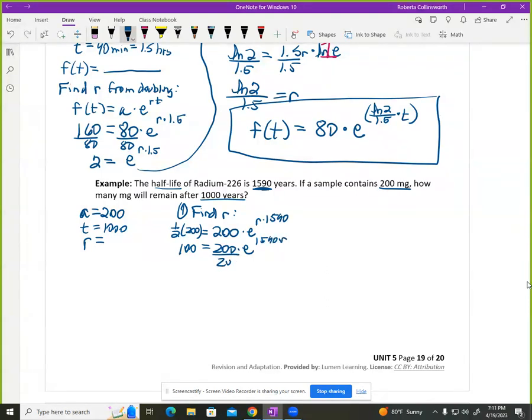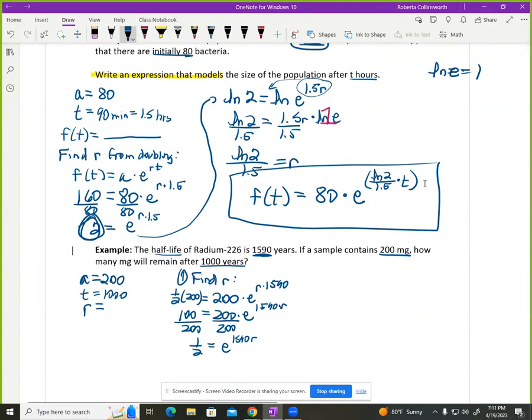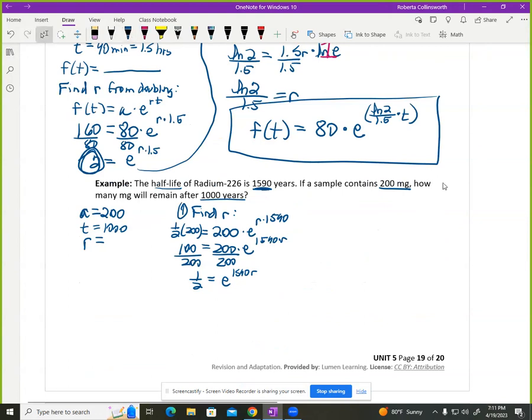I'm going to divide both sides by 200. And I want you to notice that up here in this problem, we said it doubles. So my F of t part ended up being a 2. And here we said it's half-life, so my F of t part ended up being a half. If we plug in our numbers, that's what ended up happening.